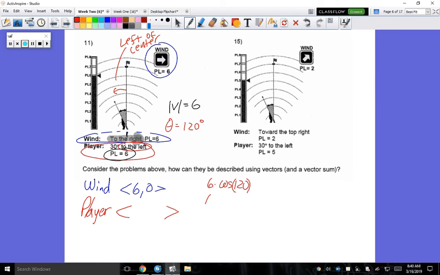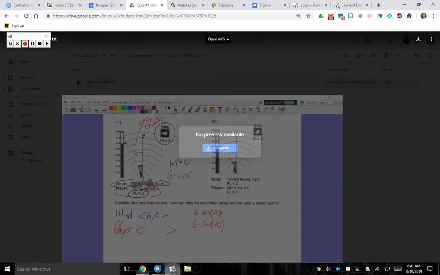And then to get the y, I'm going to have to do the magnitude times the sine of 120. Again, just like we did on the tables in the last video, only now we're finally doing it with real-world problems. So 6 times the cosine of 120, and then 6 times the sine of 120. And with the calculator, we get the following pieces.